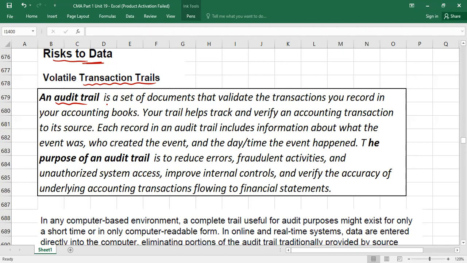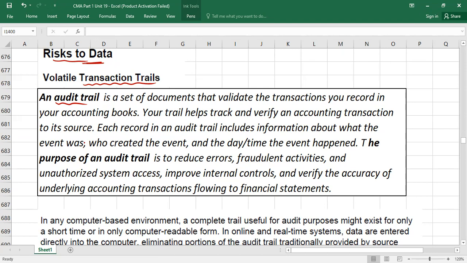It is the history of the transaction: when it was entered, who entered or created this transaction, what the date and time were, and what event was recorded in the system. That is called a transaction trail. Mostly this transaction trail is available with accounting software. Plus, the source document will also be part of the transaction trail. When it was entered and who entered the transaction is all available in the history.